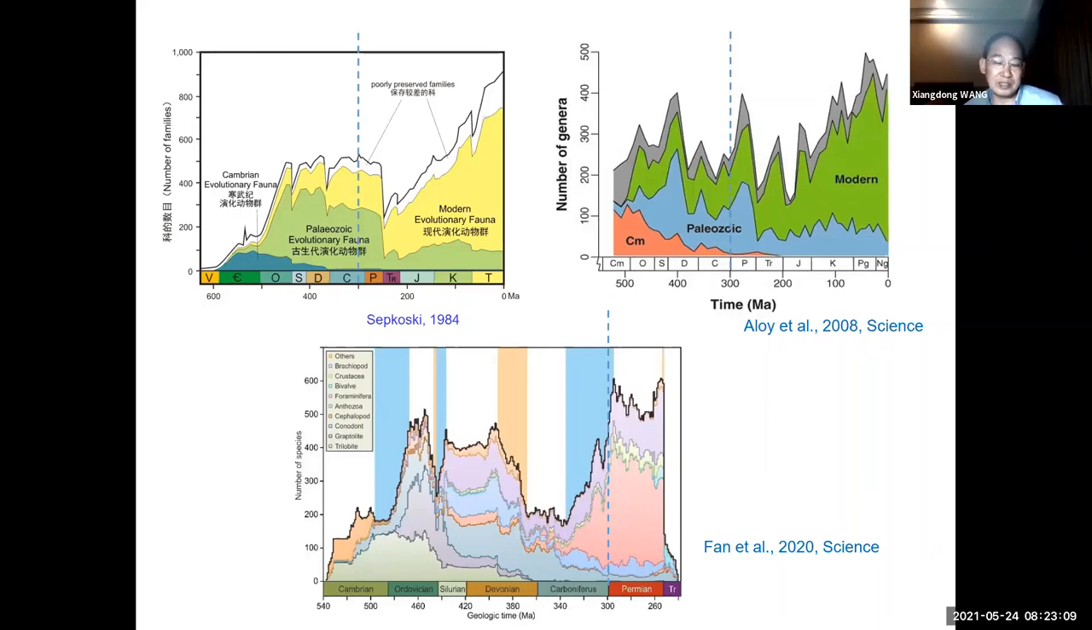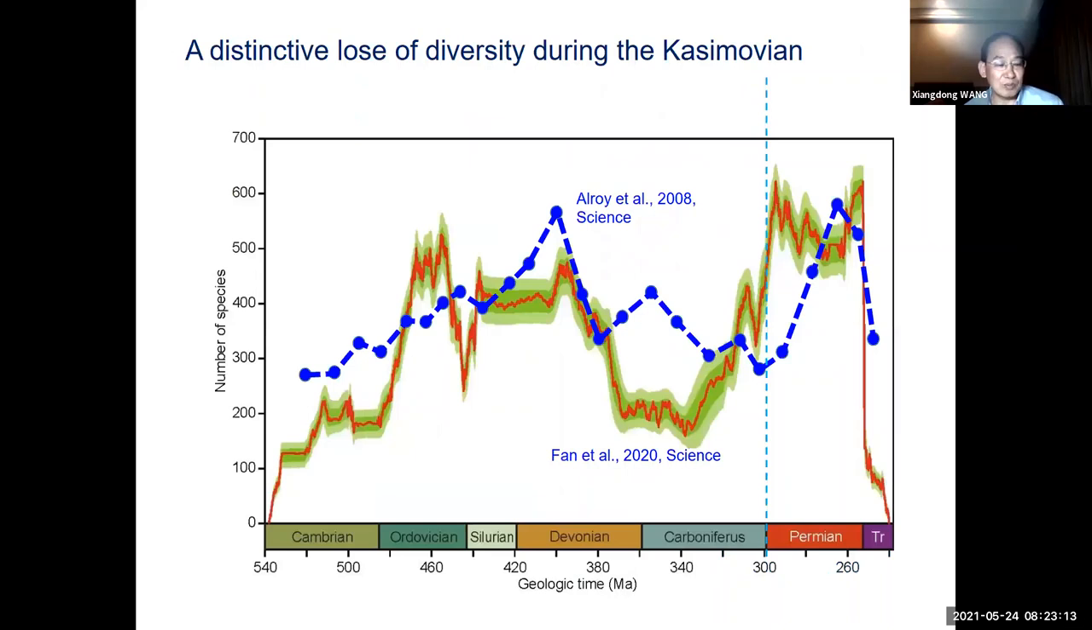And next please. And I combined two patterns into one figure to show more clearly the changeover of both diversity patterns. One is by Alroy et al., published in 2008 in Science. Another is by Fan et al., 2020 in Science. So during the Kasimovian and the Gzhelian time, the marine invertebrate diversity changes very clearly.